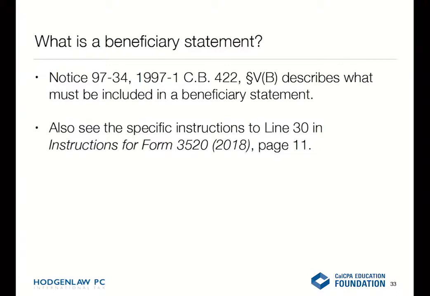So, again, you can go look at the Form 3520 instructions or Notice 97-34 for those requirements, but essentially that's what information needs to be there. And it really does center around what was distributed and what character it takes for U.S. tax purposes. So you can kind of think of it somewhat like getting a K-1.